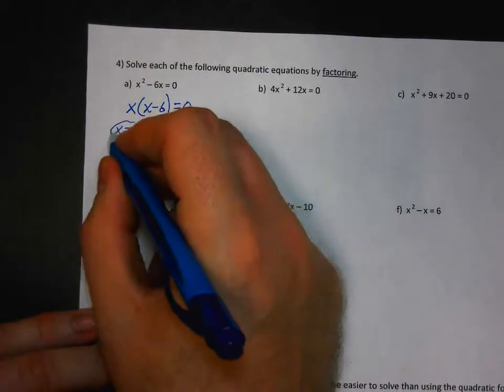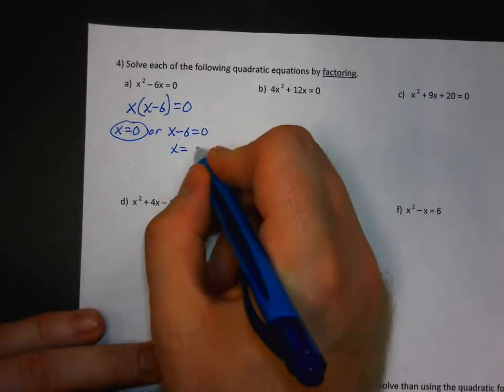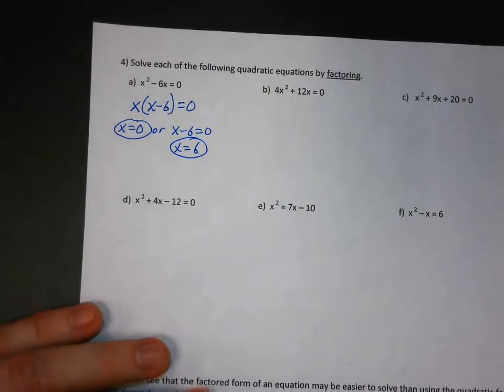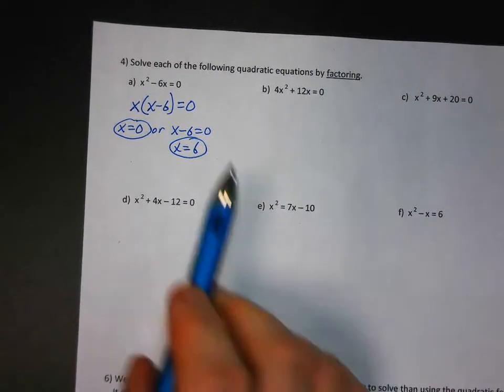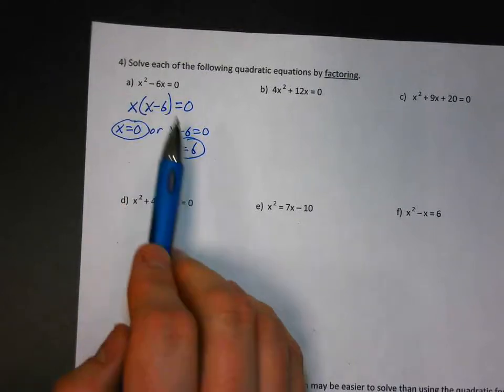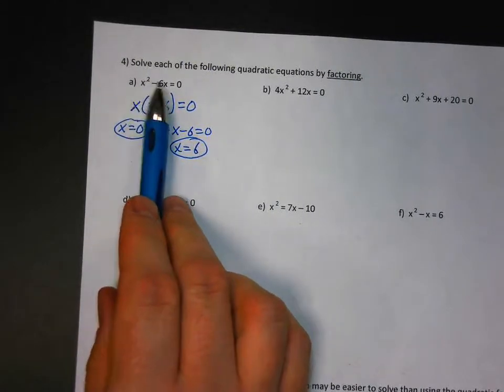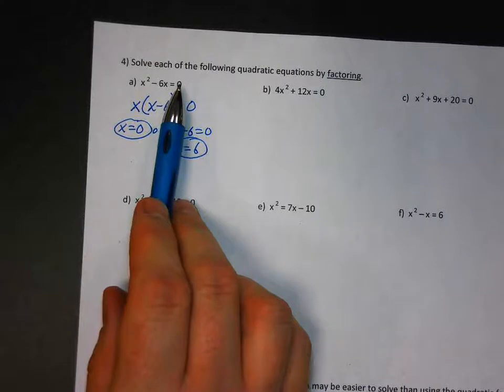So when we solve those, this one's already done. And over here, if you add 6 to each side, you get x equals 6. And you can check those to make sure. Substitute 0 in, that works. Put 6 in, that'd be 36 minus 36. That also gives you 0.